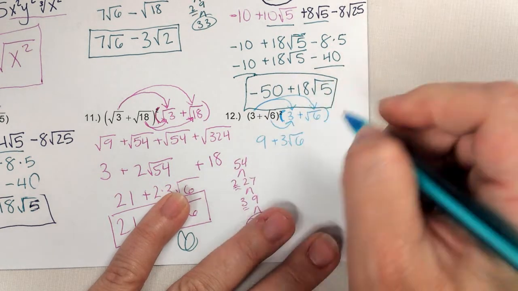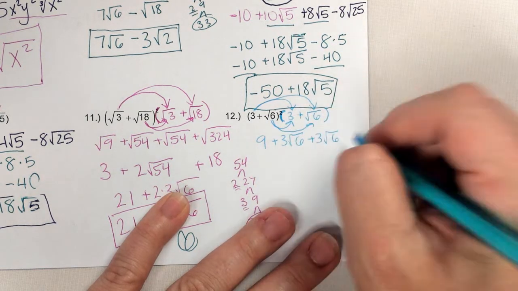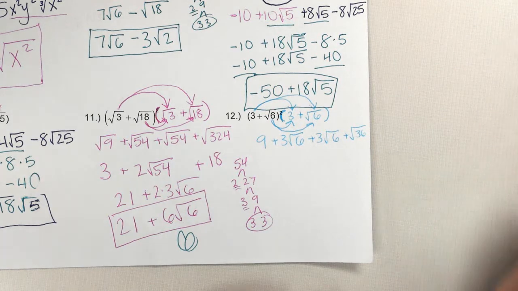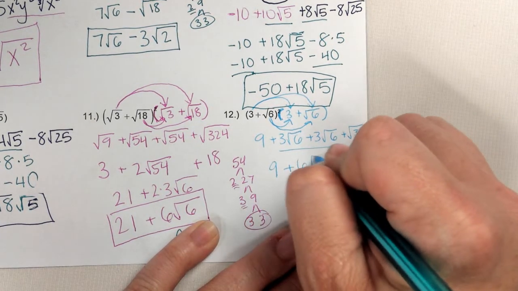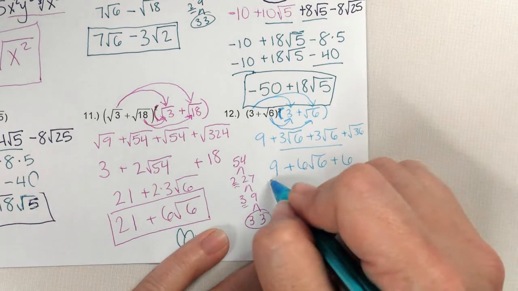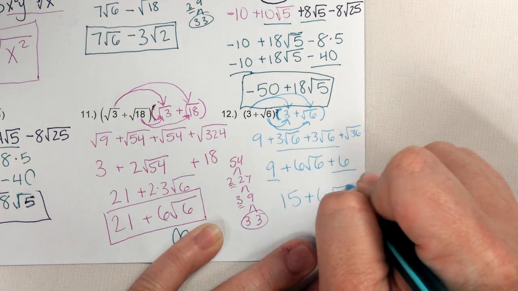Square root of 6 times 3 is just 3 square root of 6. Square root of 6 times square root of 6 is the square root of 36. These combine, and I get 9 plus 6 square root of 6, and the square root of 36 is 6. So then I have 9 plus 6, which is 15, plus 6 square root of 6.